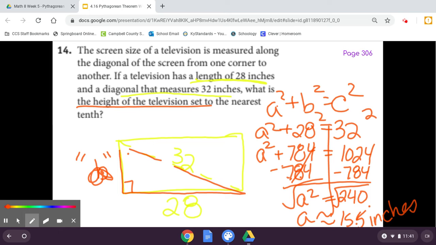As you can see here, I went ahead and solved it all the way out, and I had to approximate, since 240 is not a perfect square root, to get 15.5 inches. So it's a small television. All right, so let's continue on here with our lesson.